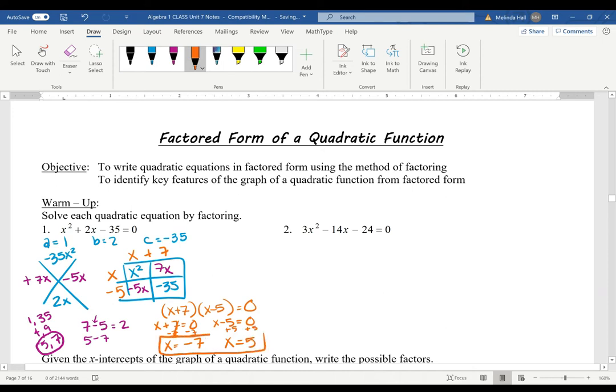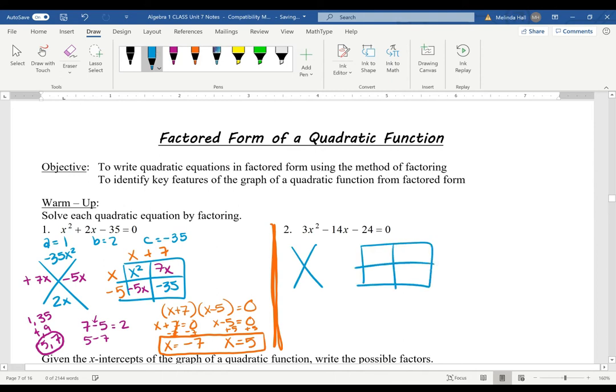Okay. All right. So for number 2, we are still going to solve by factoring. So we're going to need to do our box and our x. Remember, our first term goes in the top left, and our last term, our c, goes in the bottom right. And then we multiply those together, which would give me 3 times 24 is 72. So that would be negative 72x squared. And then negative 14x would be in the bottom.